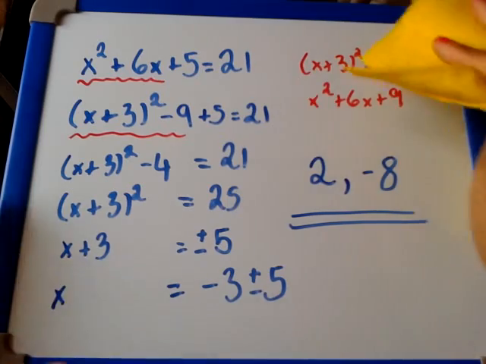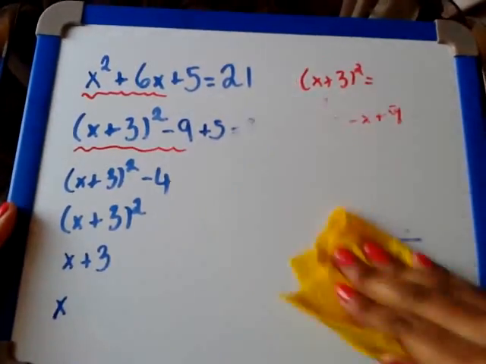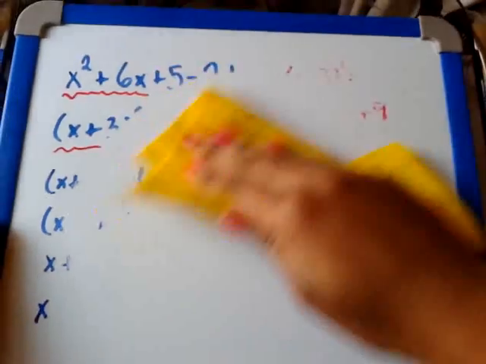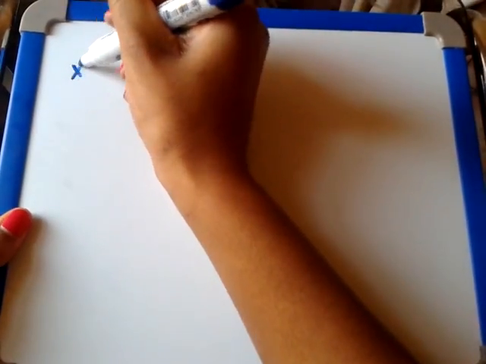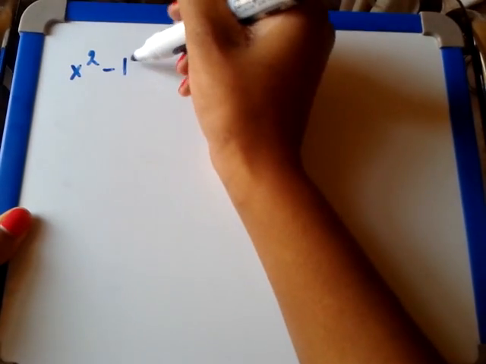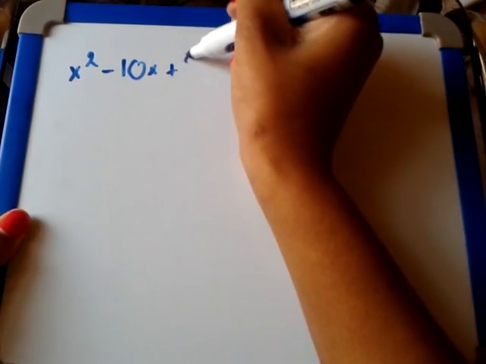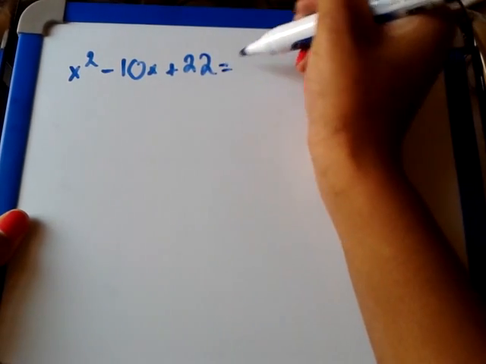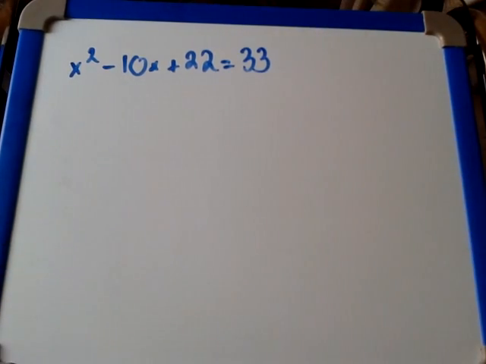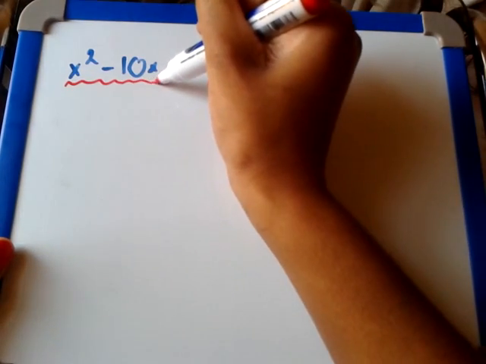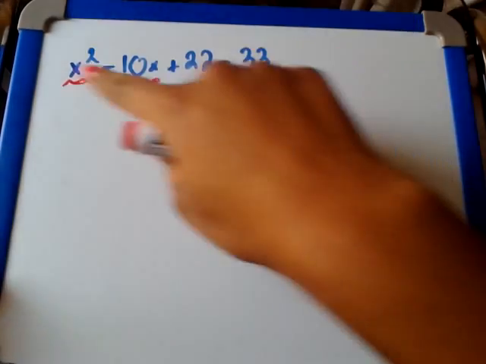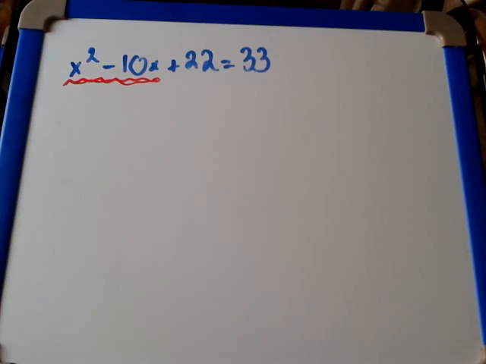Okay, so let's take a look at one more example, just to make sure that we've got the hang of it. Our next example is x squared minus 10x plus 22 is equal to 33. Now step 1 is exactly the same as what we did earlier on. We're going to try and rewrite the first part of the equation, x squared minus 10x.